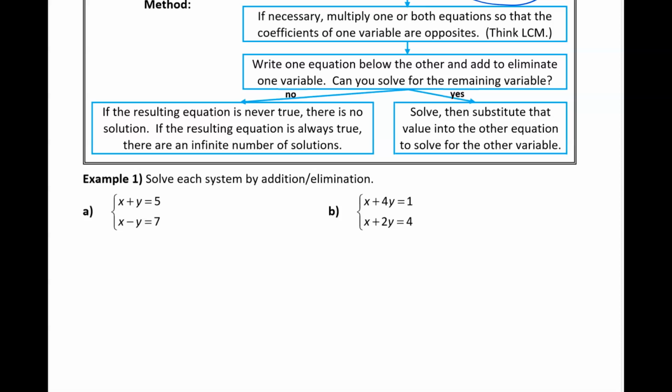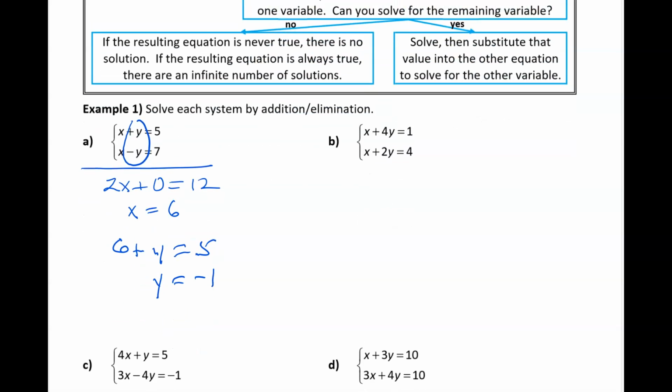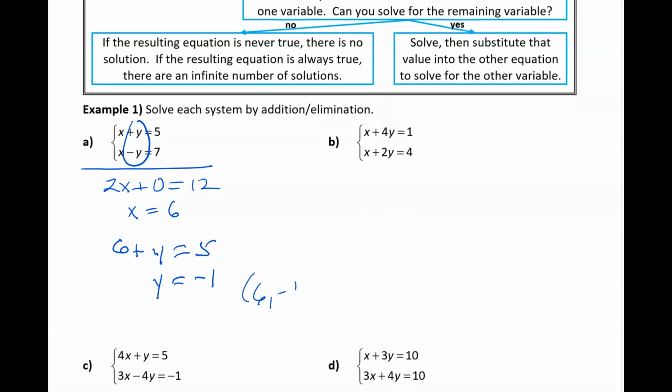All right, let's see how that works in practice. So in A, our coefficients of the y variable are already opposites. So if we just add them together, 2x plus 0y equals 5 plus 7, which is 12, then we can get x equal to 6, and then just substitute into one of the two equations. It doesn't matter which one. So x is 6, so 6 plus y is equal to 5. That's going to give us a y of -1. So our solution for this system is 6, -1.